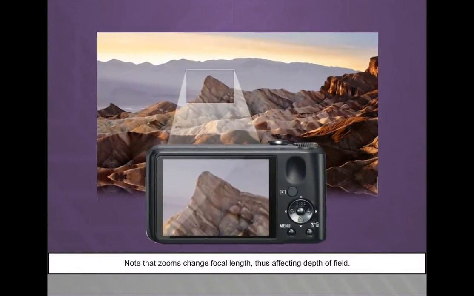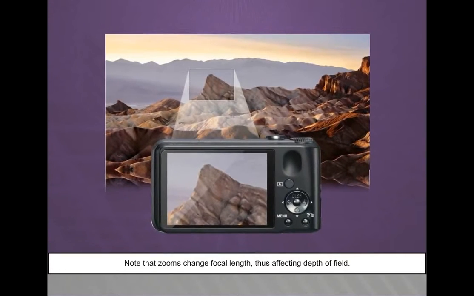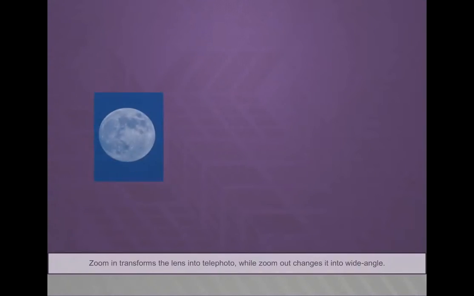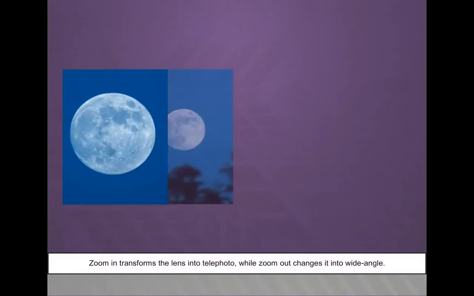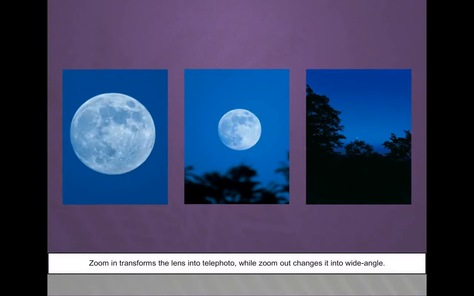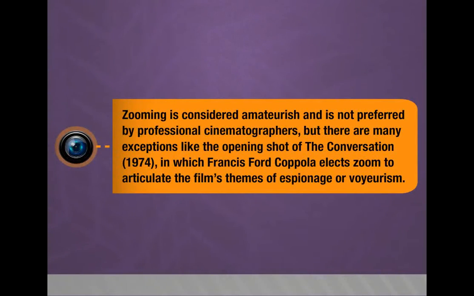Note that zooms change focal length, thus affecting depth of field. Zoom in transforms the lens into telephoto, while zoom out changes it into wide angle. Zooming is considered amateurish and is not preferred by professional cinematographers, but there are many exceptions like the opening shot of The Conversation, 1974, in which Francis Ford Coppola elects zoom to articulate the film's themes of espionage or voyeurism.